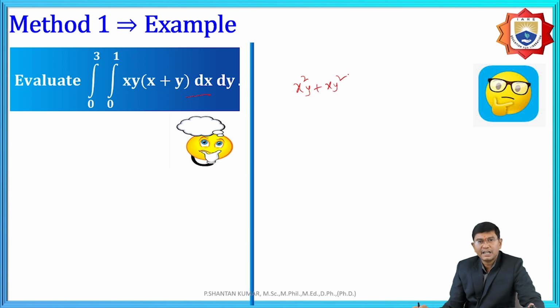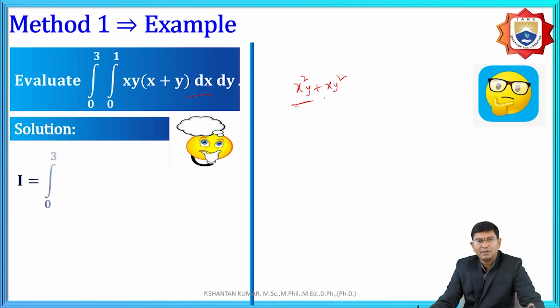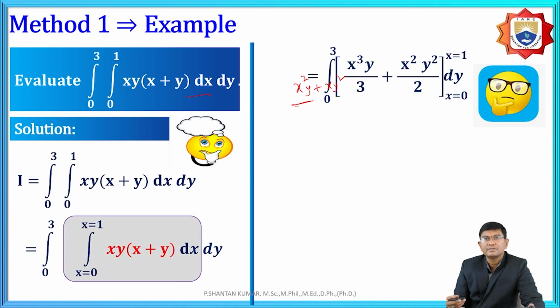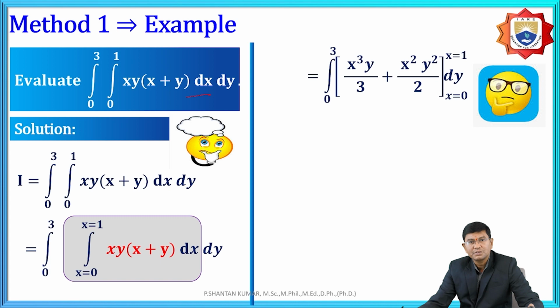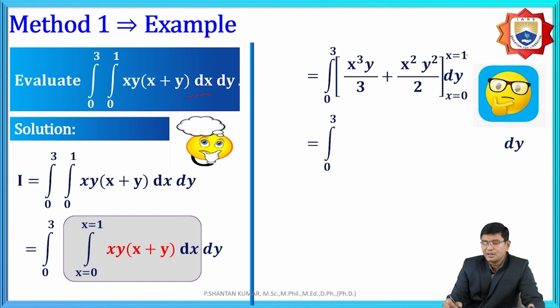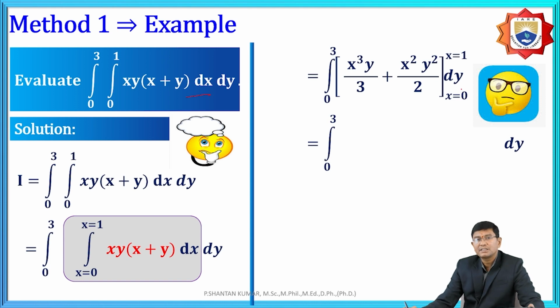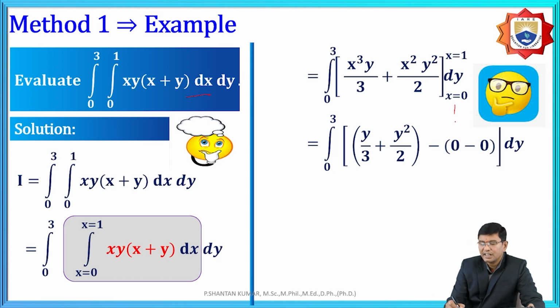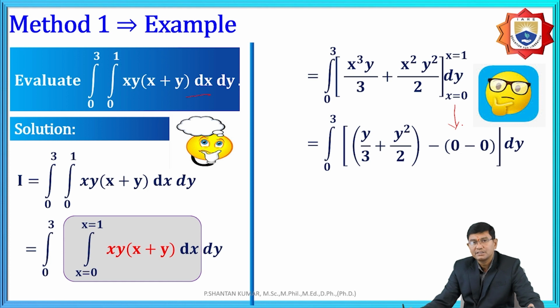Integrating with respect to x, the first term is x cube by 3 into y. Plus the second term, x into y square, is x square by 2 into y square. Replacing the upper limit 1 and lower limit 0 for x, the upper limit gives y by 3 plus y square by 2, and the lower limit gives 0 minus 0.